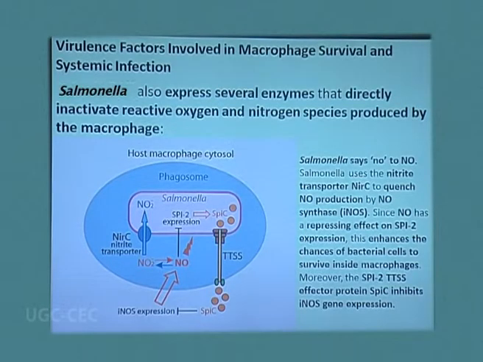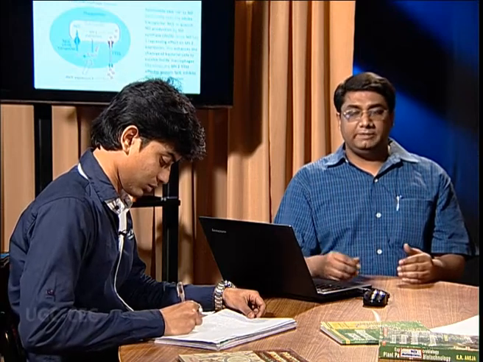Nitric oxide attacks the bacteria, in this case Salmonella, in two ways. First of all, being highly reactive, it will chemically react with the different macromolecules within the bacteria and thereby kill the bacteria. And second of all, the nitric oxide can inhibit the expression of SPI2 encoded genes and thereby it can promote the killing of the bacteria.